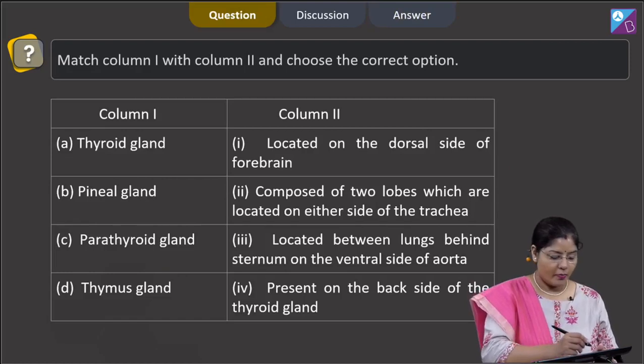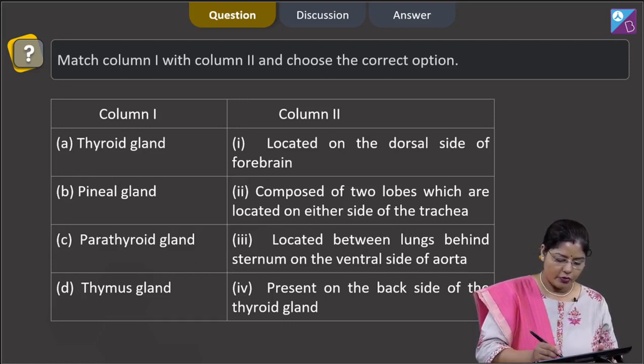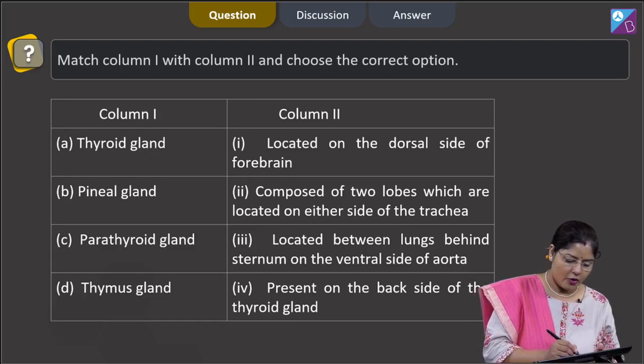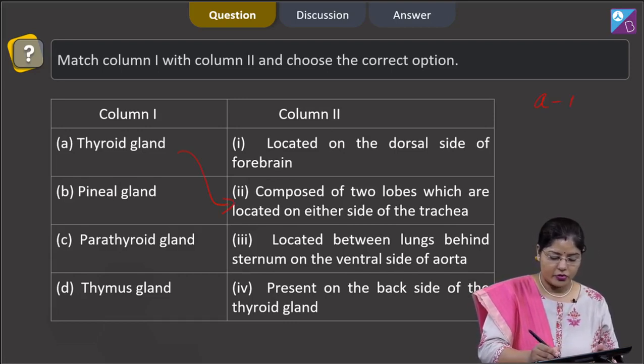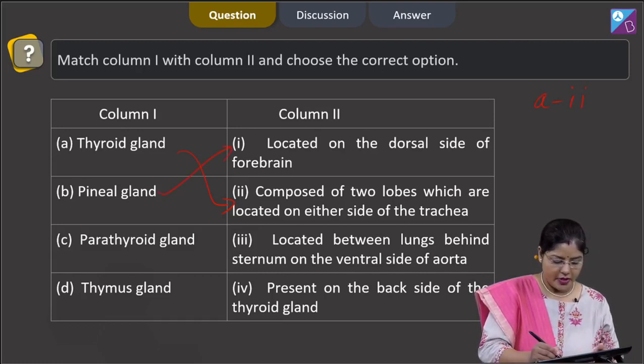Question states that match column 1 with column 2 and choose the correct option. Column 1, thyroid gland. Thyroid gland is composed of two lobes which are located on either side of trachea. So, A matches with 2. Pineal gland. Pineal gland is present on the dorsal side of forebrain. So, B matches with 1.